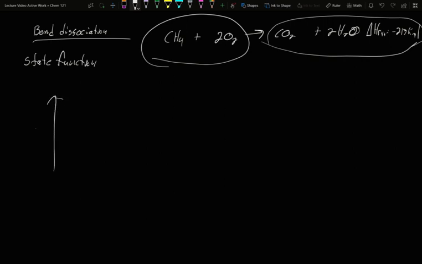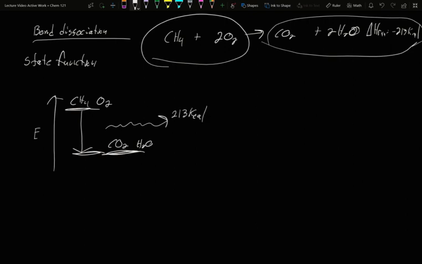If you were to imagine the potential energy of your molecules, we know that CH4 and O2 collectively start higher than our products, CO2 and water. Because what happens is when the reaction happens, we go down in energy, giving that away to the rest of the universe as heat. The potential energy that used to be in the bonds has decreased and was released in the reaction as heat.